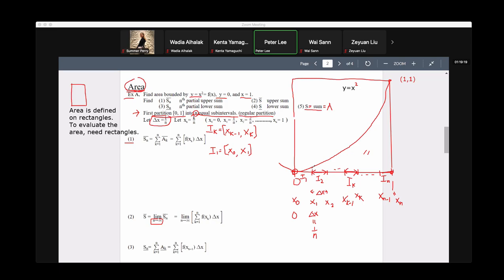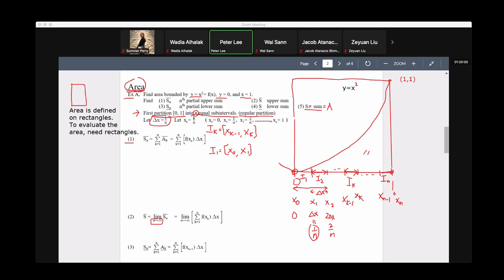So the coordinate x1 will now be called 1 over n. And x of 2 is another delta x. So the distance from x of 0 to x of 2 will be 2 delta x. What is 2 delta x in this case? It is 2 over n. So that will be a coordinate. These x's are coordinates. Everybody follow me here? Yes.